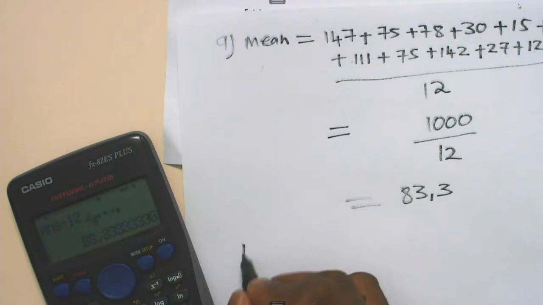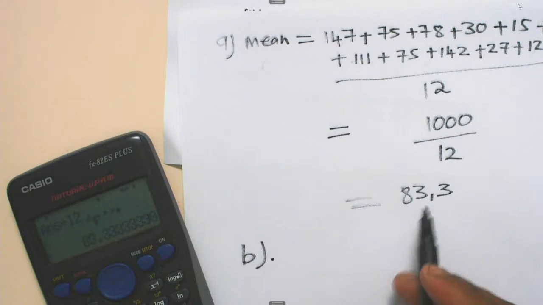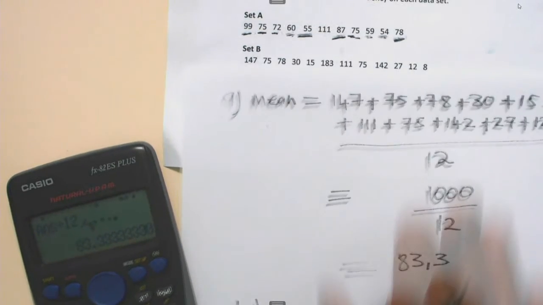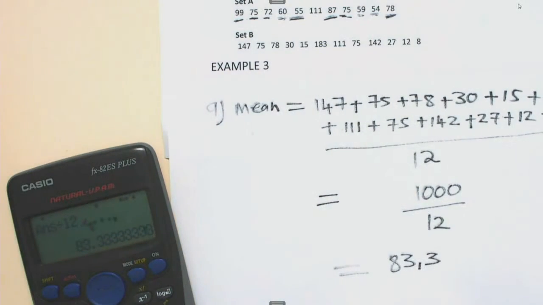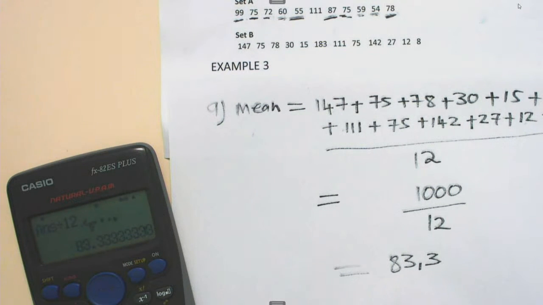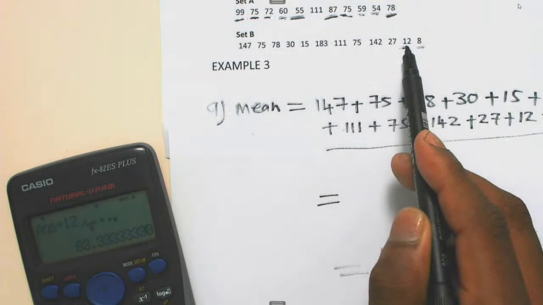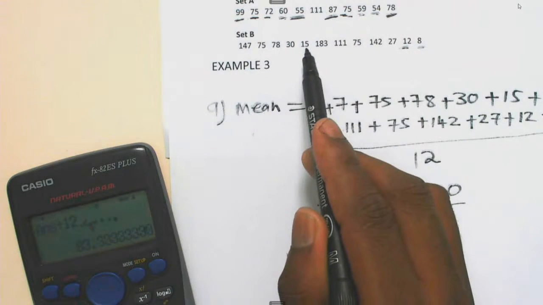Let's go to B. It means our average in this case is 83.3. For B, we need to make sure that we arrange our data in a certain order. If you check, our data is not arranged. Remember we said that the median is the middle value in an ordered set of data. So the smallest value is 8, followed by 12, and then after 12, we'll have 15.